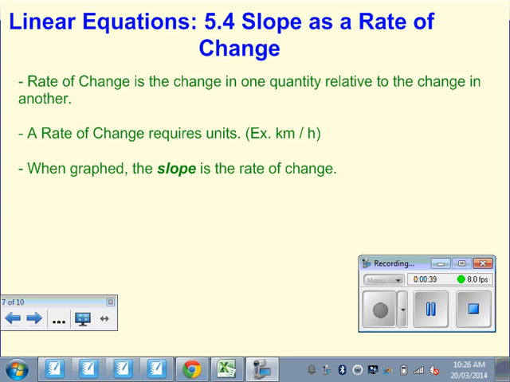So one rate of change I'm sure everybody's familiar with is speed. And that in Canada is referred to as kilometers per hour, or the change in kilometers over the time in hours. Now when I graph linear equations, the slope, as long as it has units, as long as it has a real-world connotation, is also considered the rate of change. So how much is my dependent variable changing with my independent variable? So let's look at one quick example.